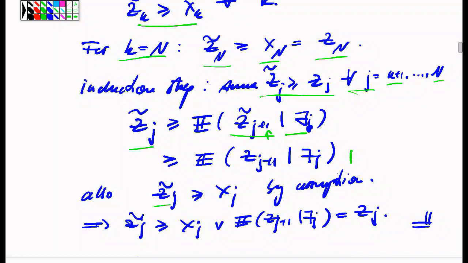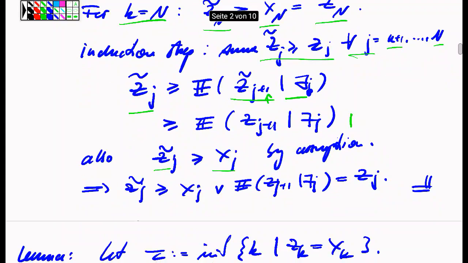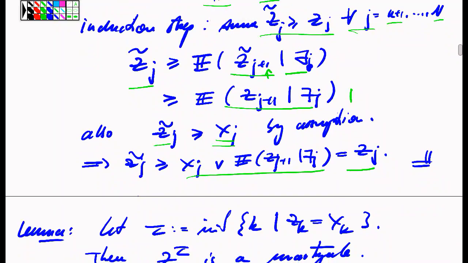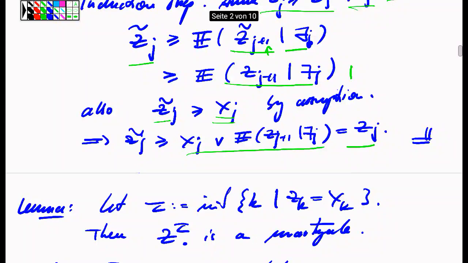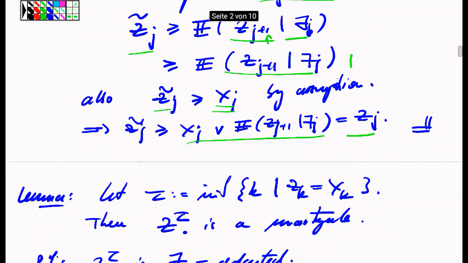Also, by assumption on Z tilde, we know that Z tilde dominates Xj. So therefore, since it dominates both the conditional expectation here and Xj, it also dominates the pointwise supremum of Xj and this conditional expectation. But that was just our definition of Zj. So therefore we have that Zj tilde is no less than Zj.